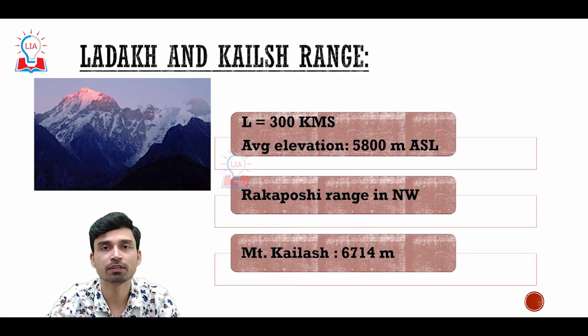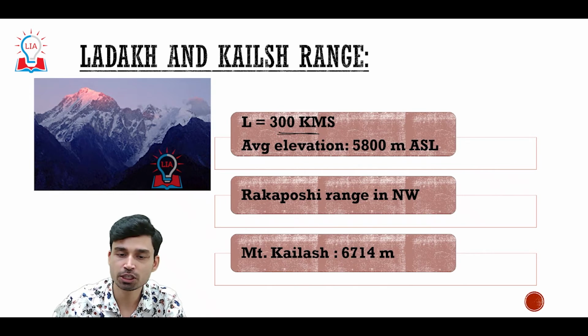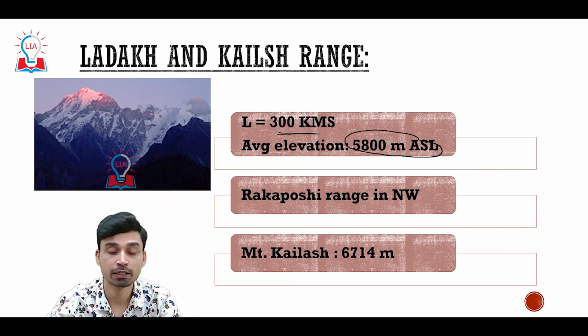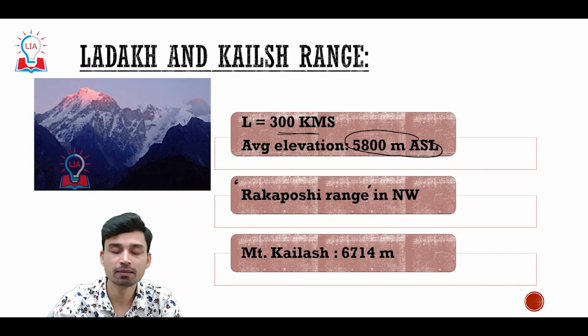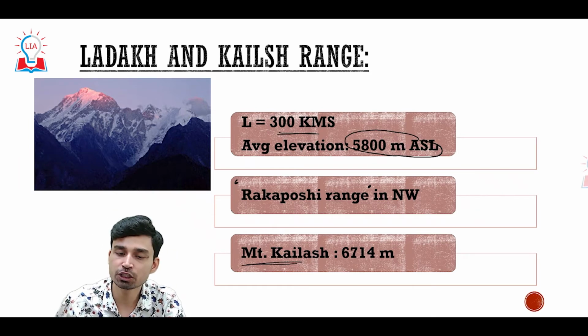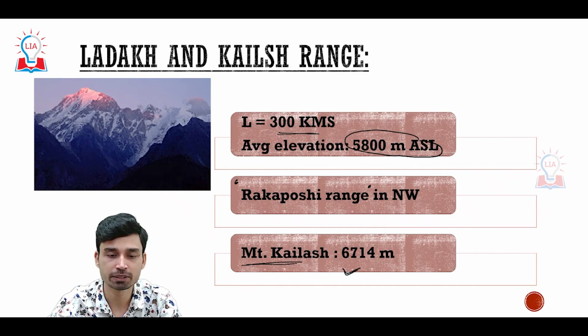Further, we have the Ladakh and Kailash ranges. The Ladakh range extends 300 kilometers from west to east with an average elevation of about 5800 meters above sea level. In the northwest, it extends up to the Rakaposhi range, while in the east it goes all the way up to the Kailash range, where Mount Kailash is the highest peak at an altitude of 6714 meters.